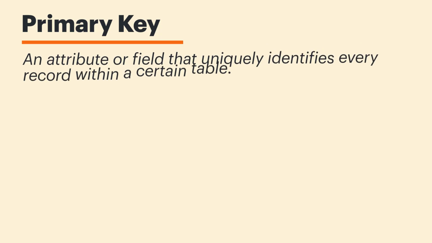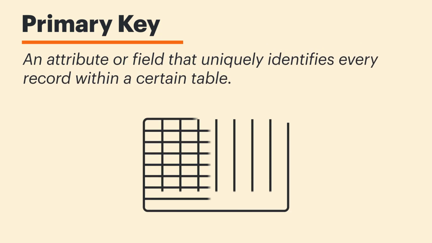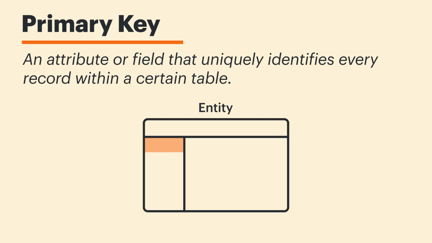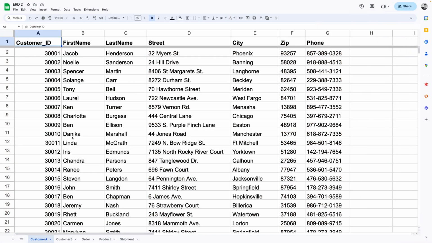A primary key is an attribute or field that uniquely identifies every record within a certain table. And since a single attribute can accomplish all of this, it makes sense that we'd need only one primary key per entity. So for this customer table, the primary key is going to be a value that makes this customer distinct from any other customer.